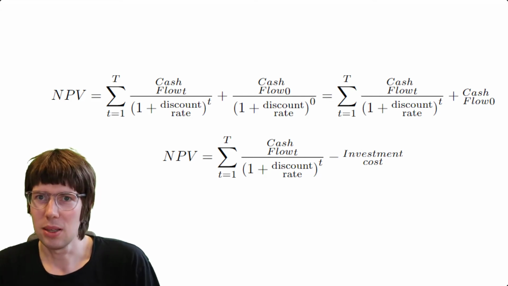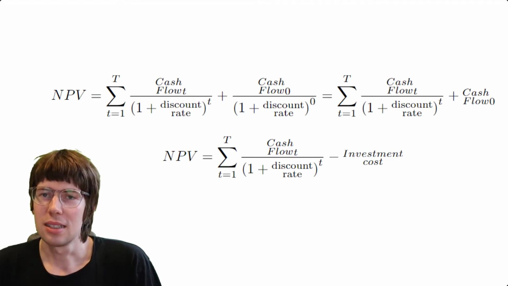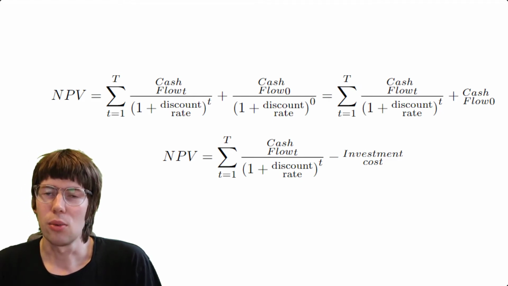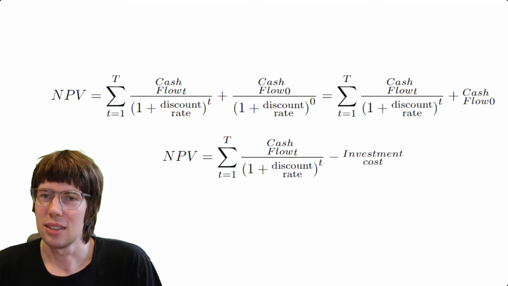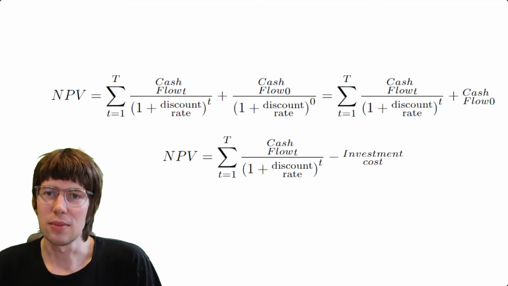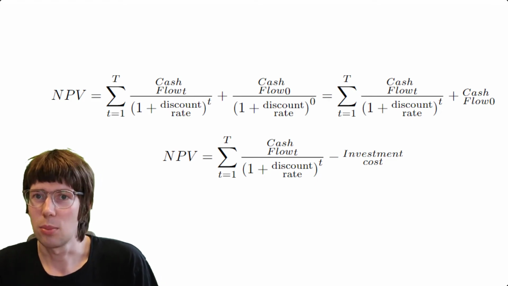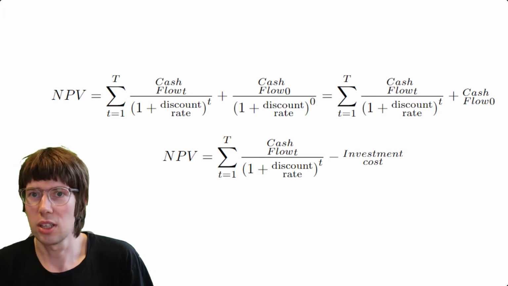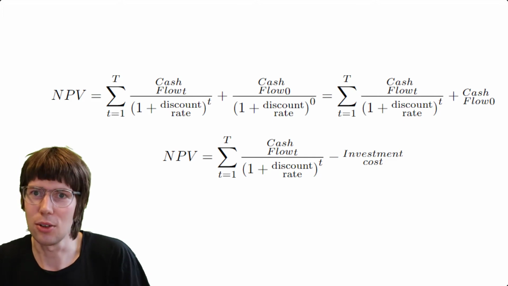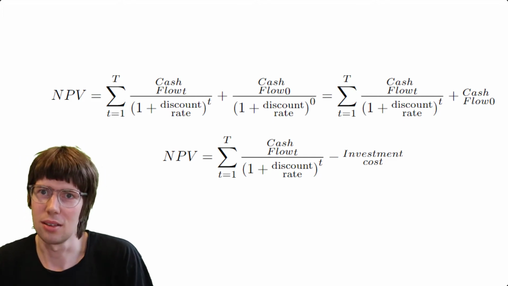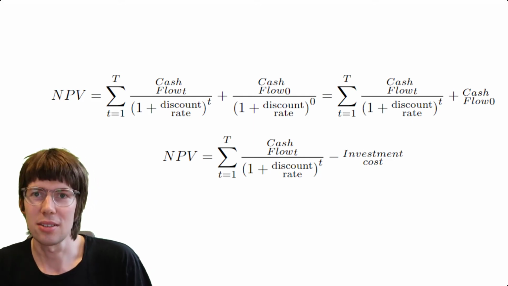So this is basically how the net present value equation is usually represented. It's the discounted sum of all future cash flows minus the initial cash flow, which is the investment cost. And that is why it's called net present value. It's the present value of all the future cash flows, net of the investment cost. So there you go. Here's the answer. This is the equation for net present value. Very nice.